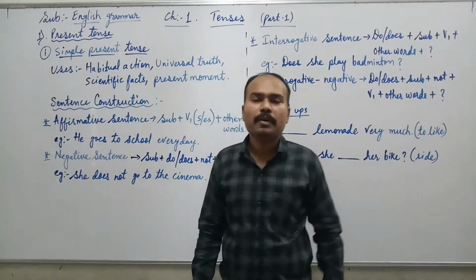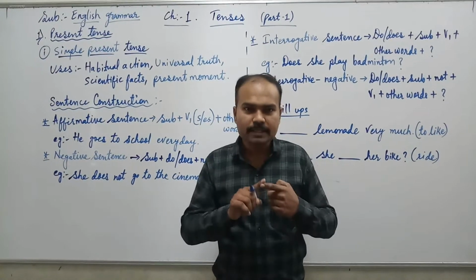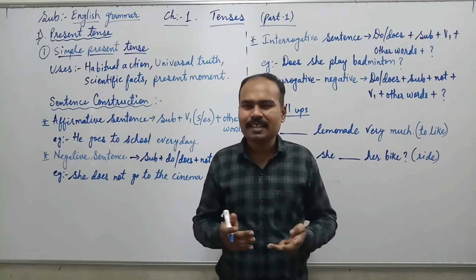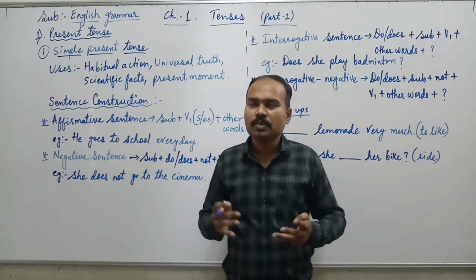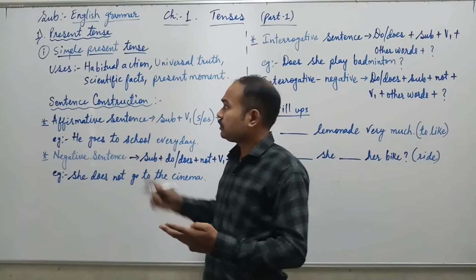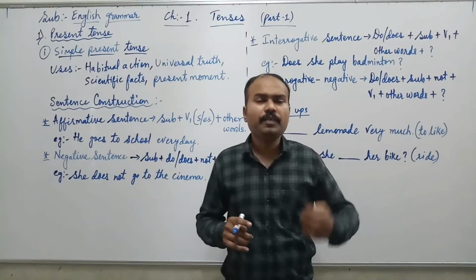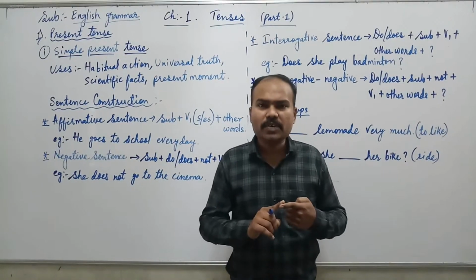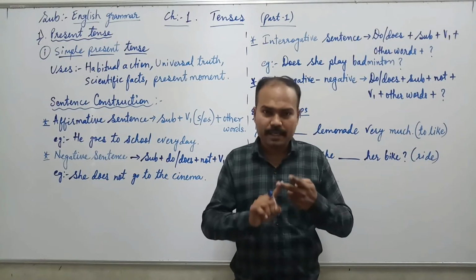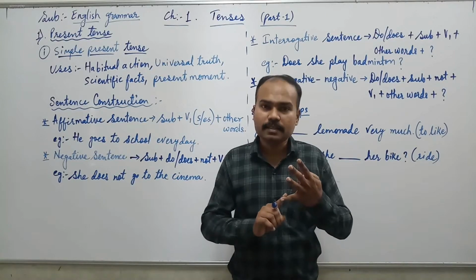Now further, if we talk about tense, tense is divided into three parts, that is present tense, past tense and future tense. We are studying this for so many years. Okay, so this is not a new thing for you. Then further, each tense is divided into four forms. If we talk about present tense, it is divided into four forms, that is simple present, present continuous, present perfect and present perfect continuous tense.